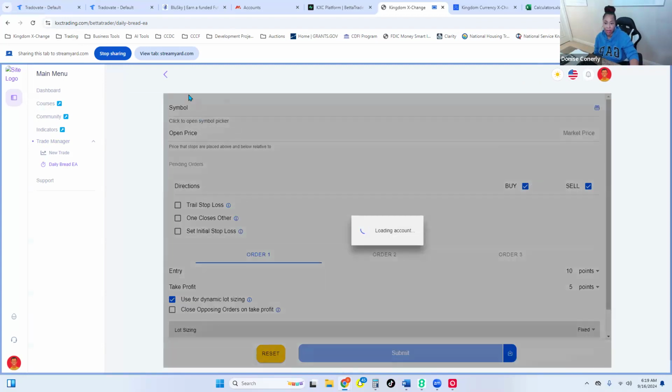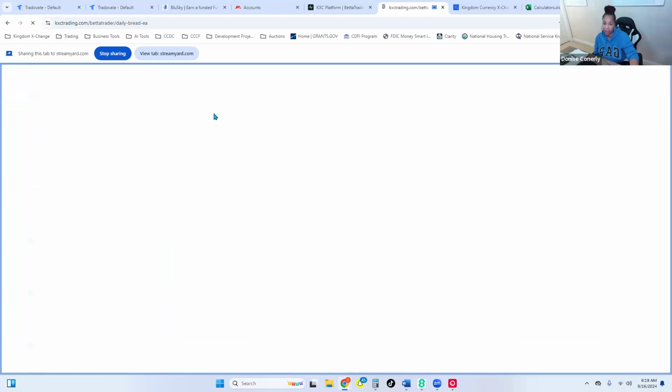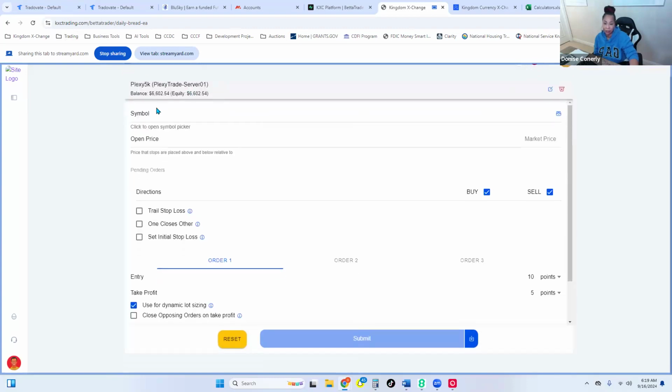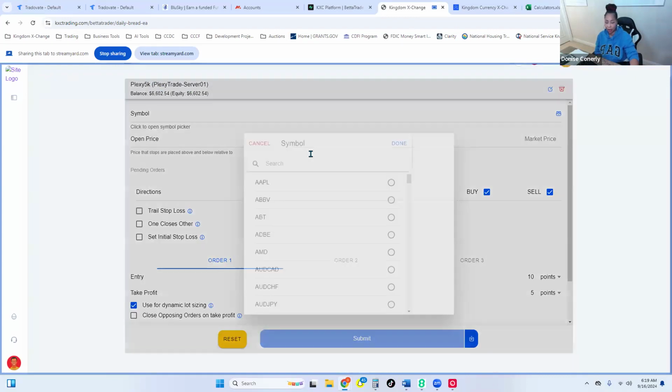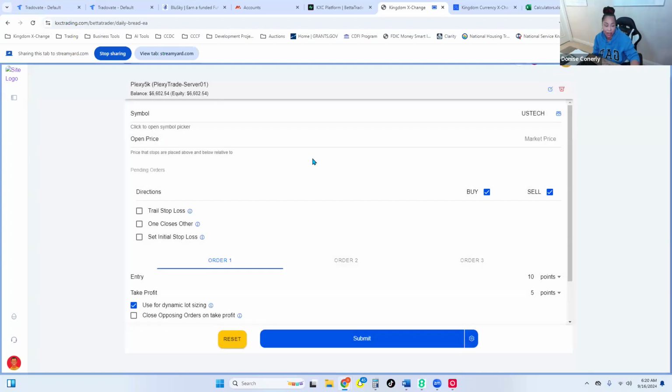When it comes on, I like to refresh my screen just to make sure that my equity and my balance are the same, so that I know it's fully refreshed. I then can click on and pick whatever symbol I'm going to be trading today. I'm going to trade US Tech because it's one of the ones that have the volatility. This is NAS, but on PlexiTrade, they call it US Tech.